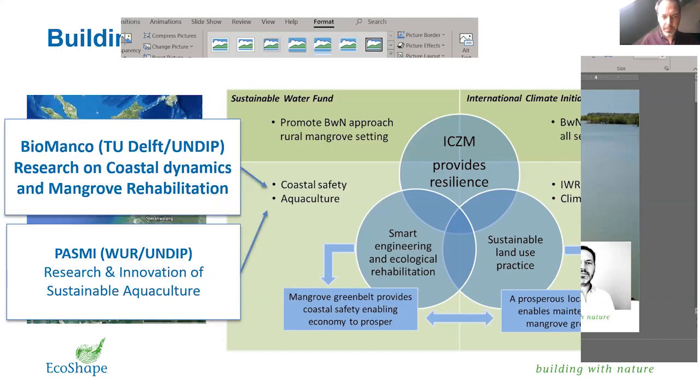So the Biomanco research and also the PASMI research conducted by Wageningen University together with UNDIP, focusing on sustainable aquaculture, provide fundamental knowledge development to support the innovation that we are testing in the MAC. This fundamental research is super important, but besides it, it is crucial that these applications are accepted by the government and also by the local communities, because in the end they have to continue working with these types of measures.